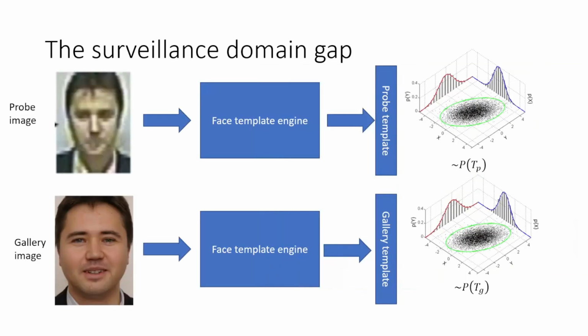If we use the same face template engine, such as a face recognition deep neural network, to extract a face template from both a probe image and a gallery image, we get two different feature vectors. If we observe the distribution of the probe and gallery templates, we can see that they're distributed very differently, which makes matching them directly difficult and results in poor recognition performance.